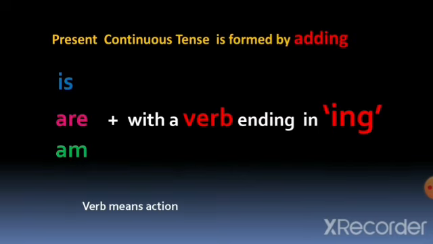Present continuous tense is formed by adding is, are, am with any verb ending in ing. And you know, verb means any action word. So, if an action word ending with ing is added after is, are, am in a sentence, then it is a present continuous tense. And the verb can be anything: sleeping, eating, cooking, all with ing. For example, is going, are going, am going, etc.